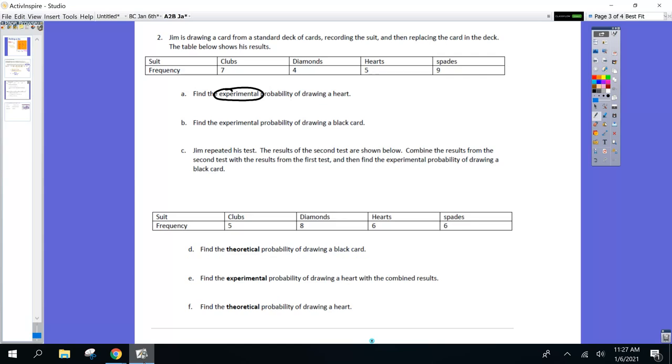Anna, here you go. How many hearts did he draw? 5. 5 out of how many total cards? You're going to have to add them up quick for me. 25. 5 out of 25, yep. Or 1 out of 5 when I reduce it. Thanks. So again, 5 hearts out of 25. All right, let's keep going.